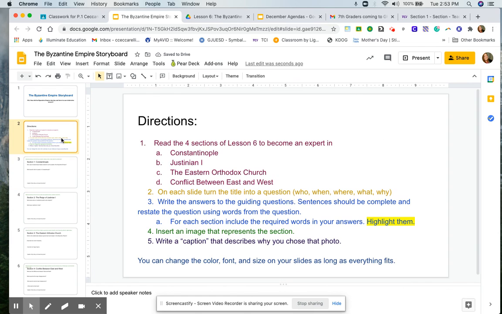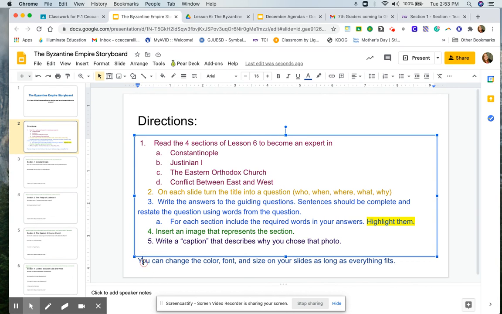That's what you're going to do for each section. This could be a lot of work if you decide to wait until the last minute. I do recommend that you do one slide per day after we learn about that topic. I don't mind if you change the color, the font, and the size on your slides as long as everything fits. I will be available for office hours Mondays, Tuesdays, Thursdays, and Fridays from 1:30 to 2:30 if you should need some help.